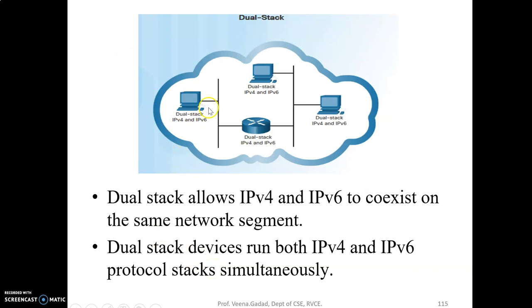So dual stack is having both IPv4 and IPv6 on the devices. That means the devices are aware of both the protocols, right? Dual stack allows IPv4 and IPv6 to coexist on the same network segment, and the dual stack devices run both the protocol stacks simultaneously. So whenever a packet hits a device which has dual stack protocols, the device determines how to forward the packet or how to process the packet.